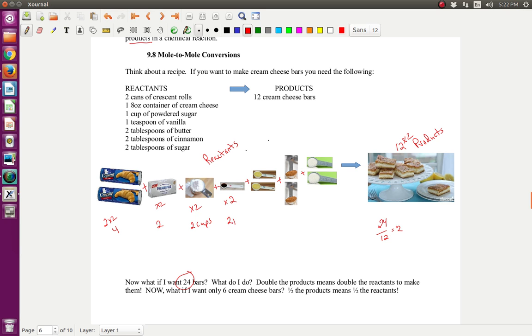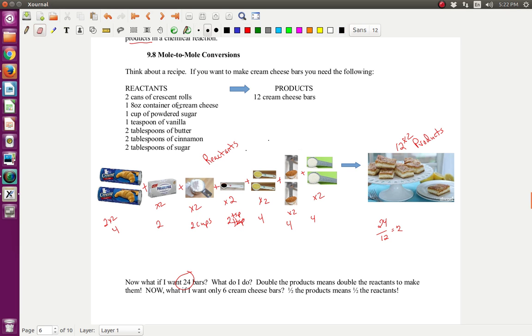So 2 teaspoons of vanilla. I need twice as much of this, so that's going to give me 4 tablespoons of butter. Twice as much of this, so I'm going to need 4 tablespoons of cinnamon. And twice as much of this, I'm going to need 4 tablespoons of sugar. Okay? And so if I double everything, I get double the recipe. Right? That's great. So what if I don't want 12? Okay, what if I want only 6?